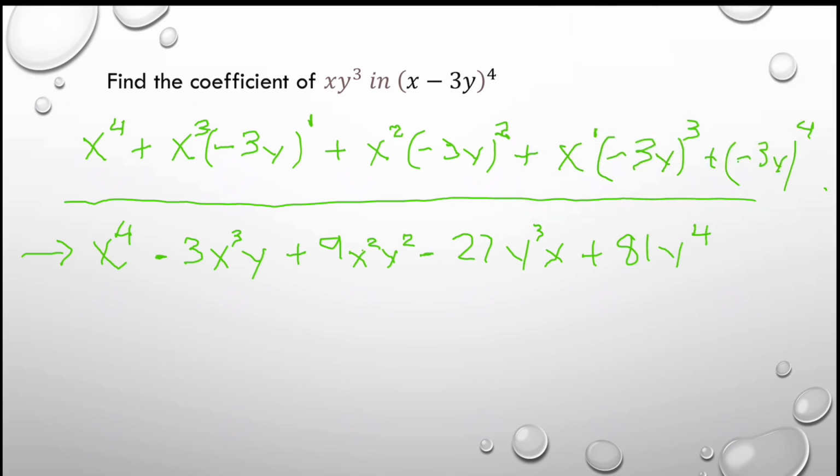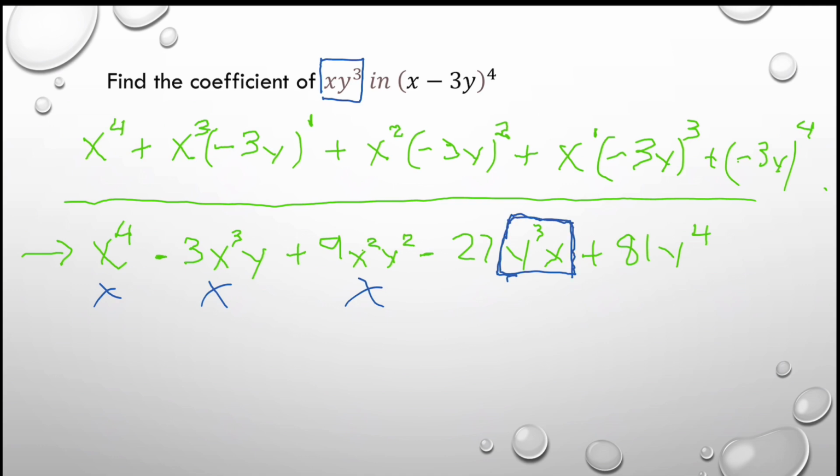Now, what is the coefficient we're looking for? We're looking for the coefficient of x times y to the power 3. Do we have it here? No. Do we have it here? No. Do we have it here? No. Do we have it here? Yes, we do. We have an x into y to the power 3. I have just switched the order.